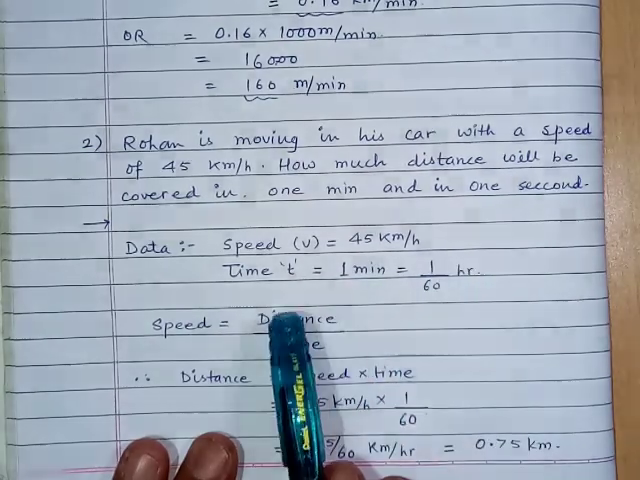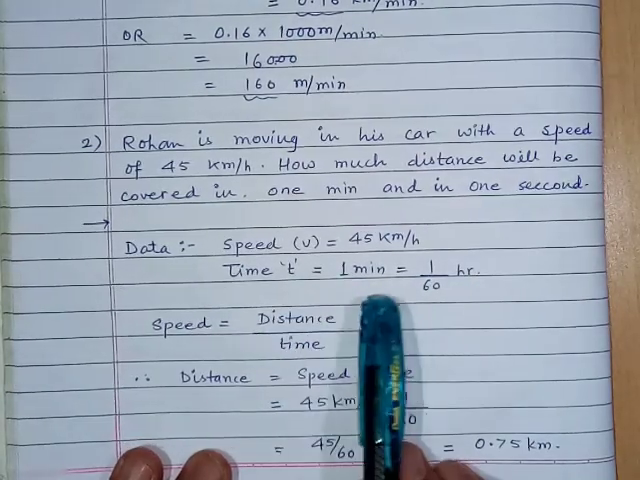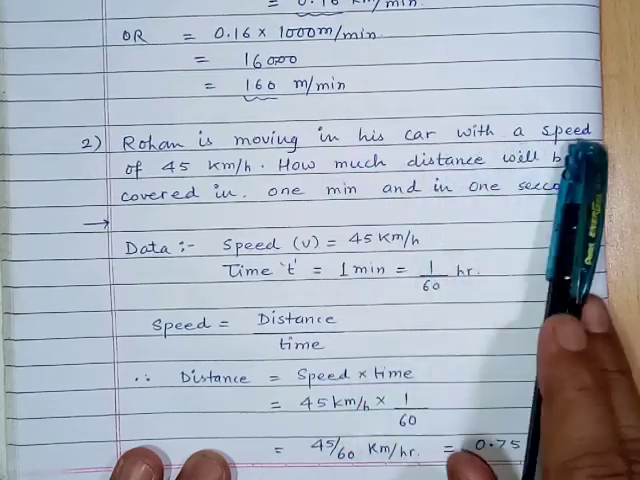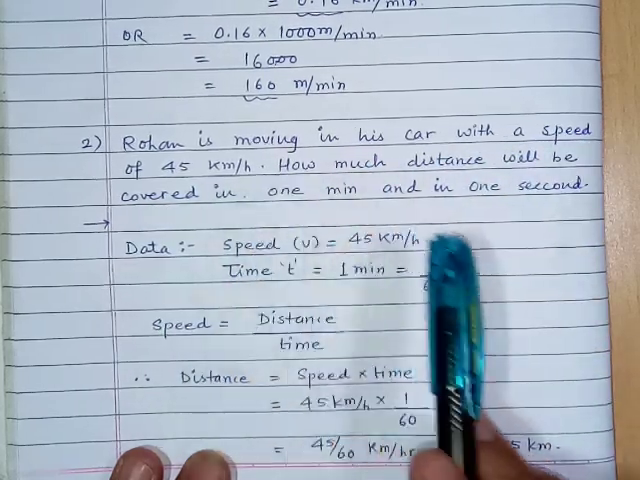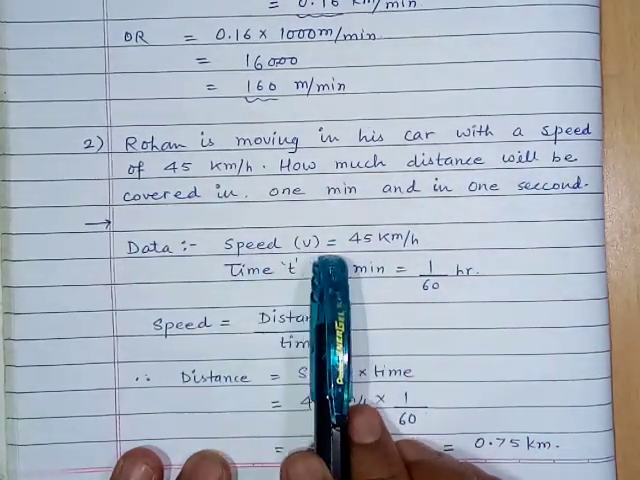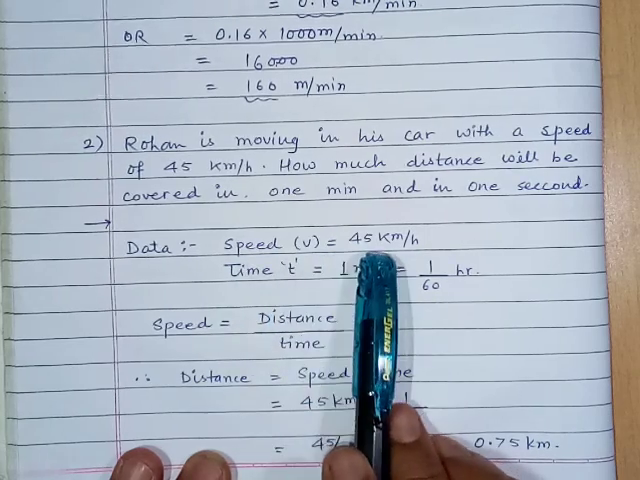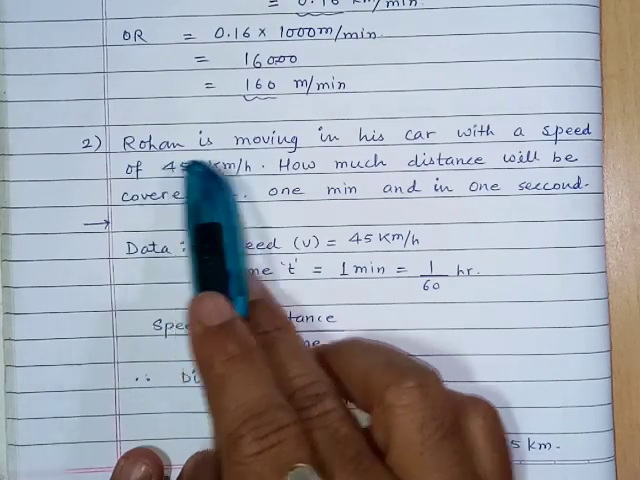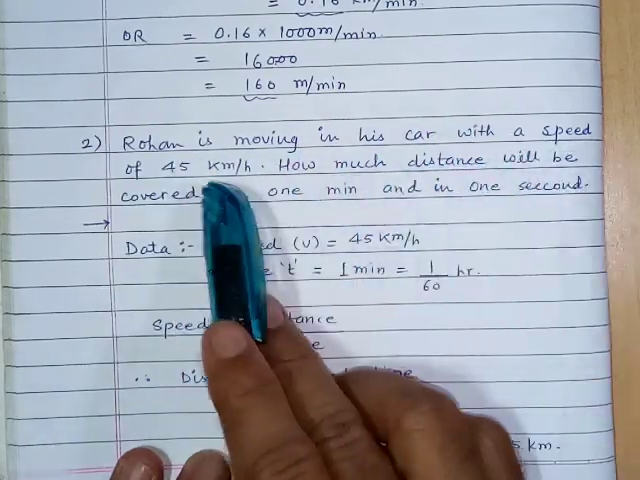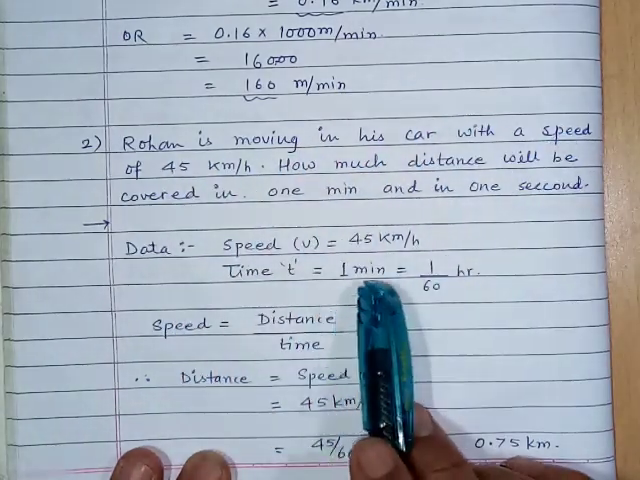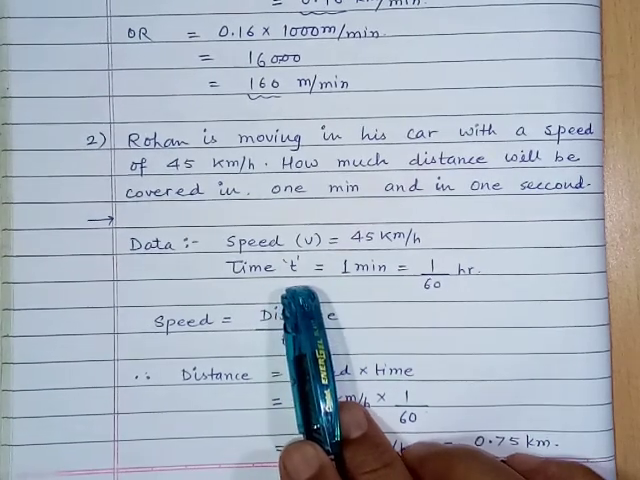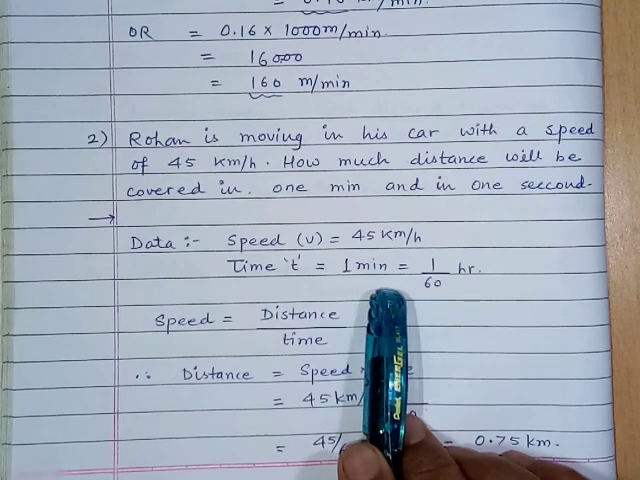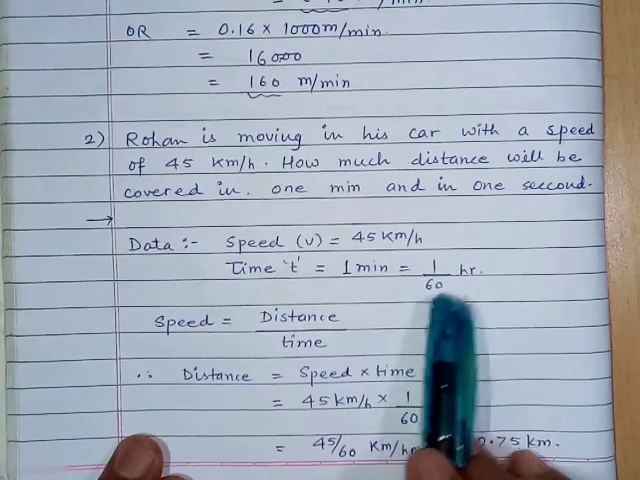So we will write the data first here. What is the data given? Rohan is moving in his car with a speed of 45 km per hour. So speed is already mentioned: speed is equal to 45 km per hour. Time taken: time t is equal to 1 minute, or we can write in terms of hours, that is 1 divided by 60 hours.